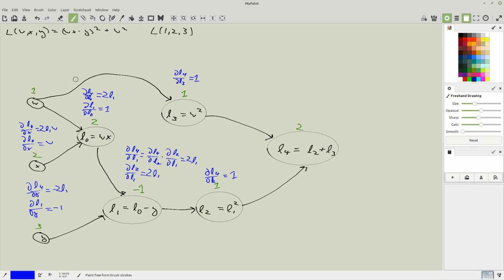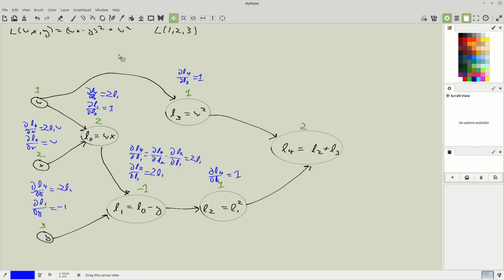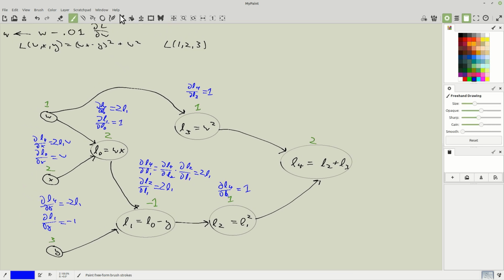Let me make myself a little more space here. Erase, I'm going to need a bigger eraser.